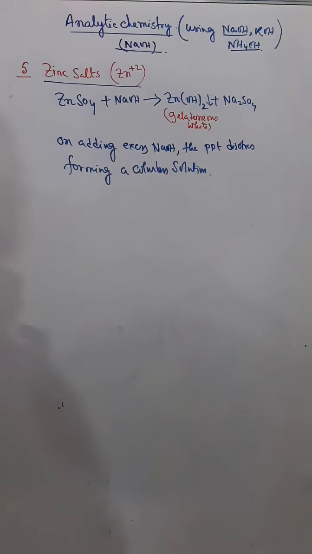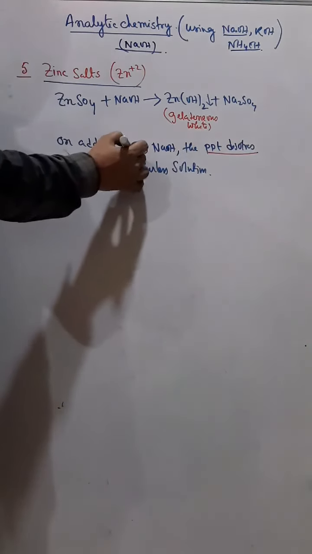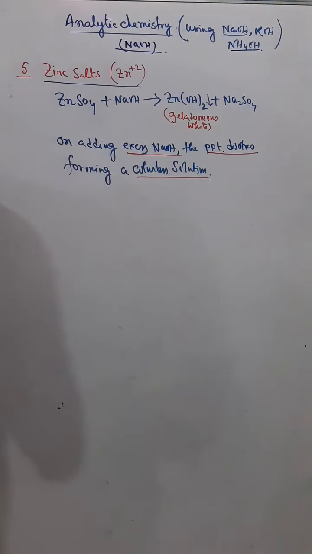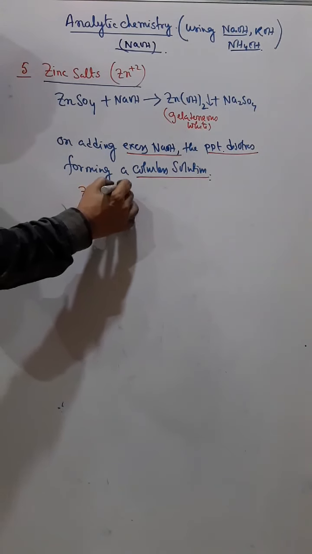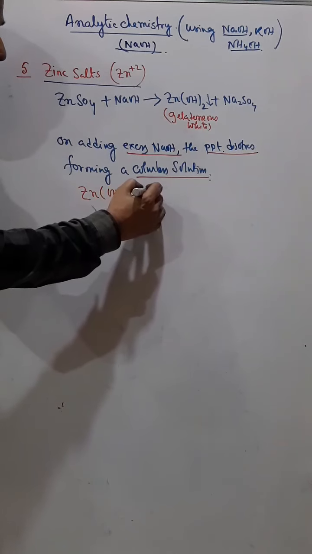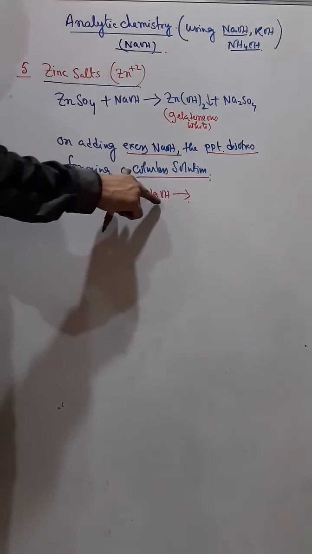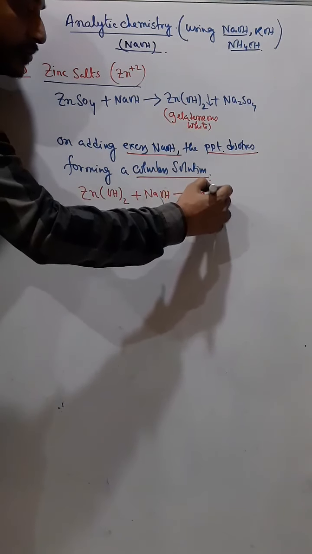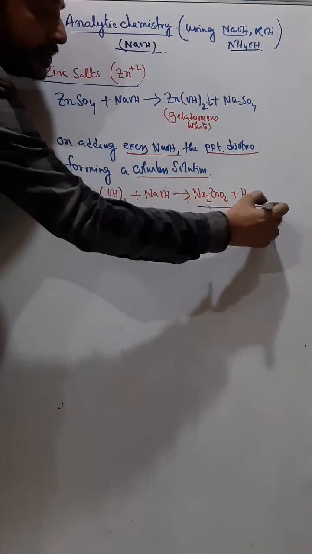So you can understand the precipitate in this case: on adding excess NaOH, the precipitate dissolves, forming a colorless solution. Now that reaction also you have to show here. Zn(OH)2 plus NaOH. This precipitate is formed, and then we are adding excess NaOH, and we will get sodium zincate, Na2ZnO2 and water. So this is a colorless solution.